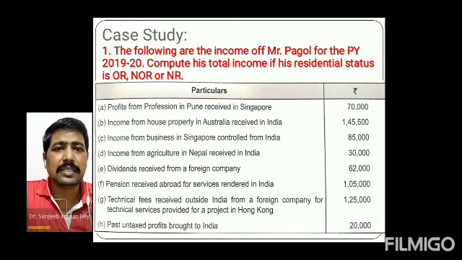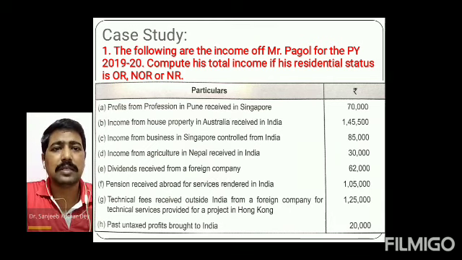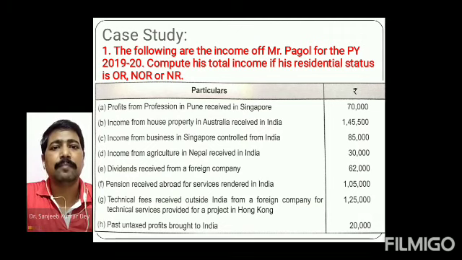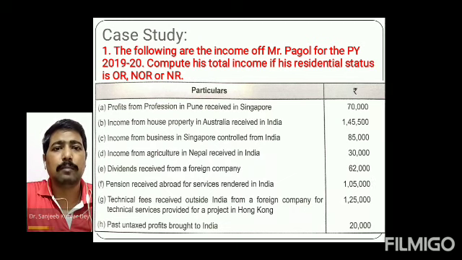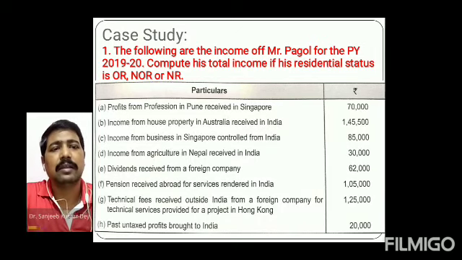Dividends received from a foreign company, it is a foreign income. Pension received abroad for services rendered in India, Indian income, as income accrues in India. Technical fees received outside India from a foreign company for technical services provided for a project in Hong Kong, foreign income. Past untaxed profit brought to India, that means remittance, it is not at all income for the previous year.